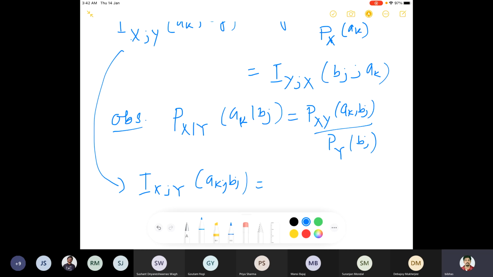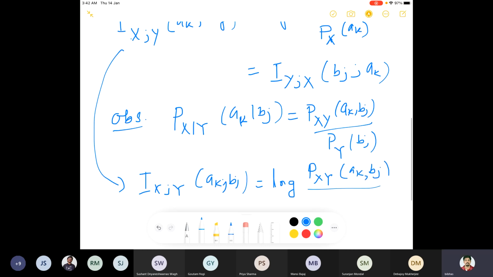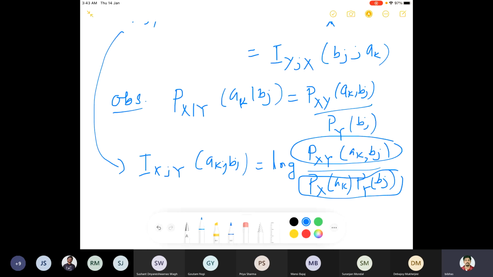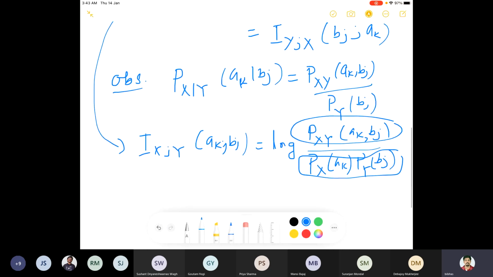This will be equal to log of Pxy(AK, BJ) divided by Px(AK) and Py(BJ). Now, what happens if these two are independent, statistically independent, the events X equal to AK and Y equal to BJ? If they're statistically independent, then this actually is equal to this. This is the definition of statistical independence of two events.